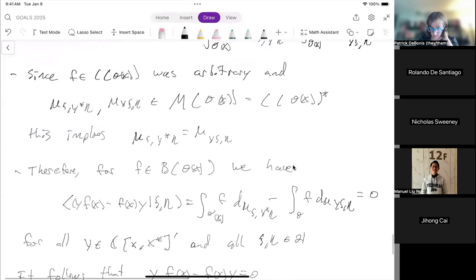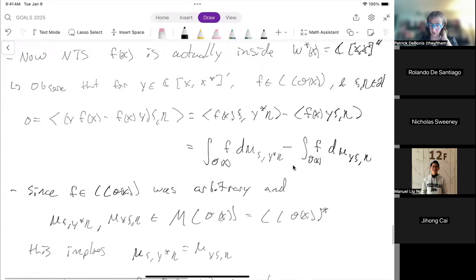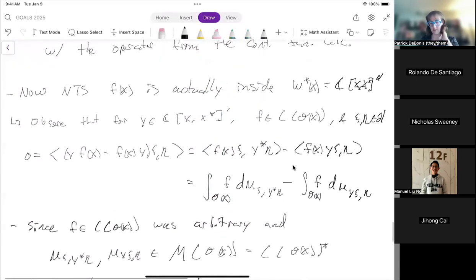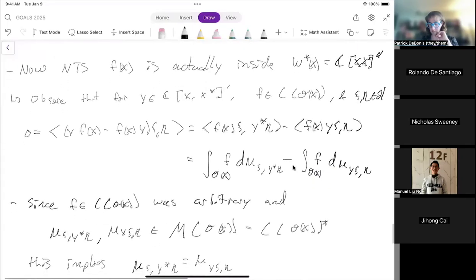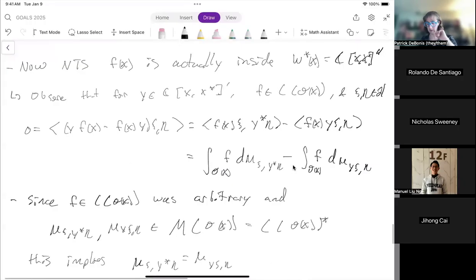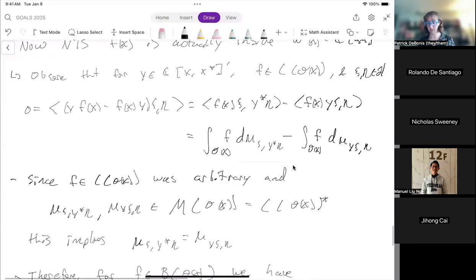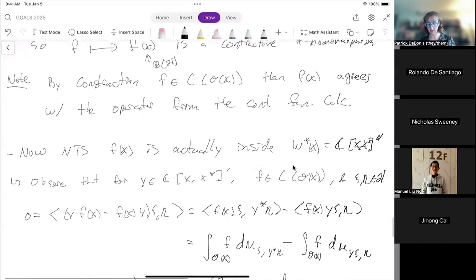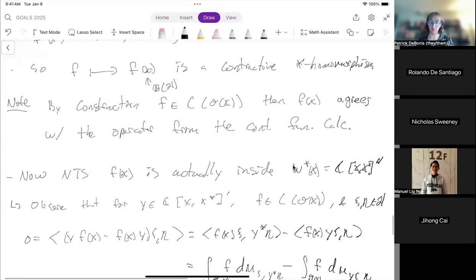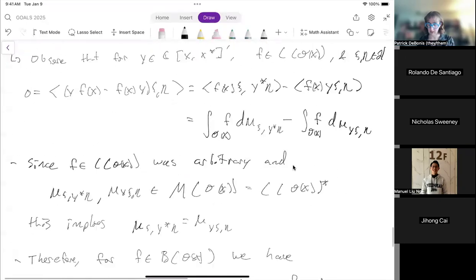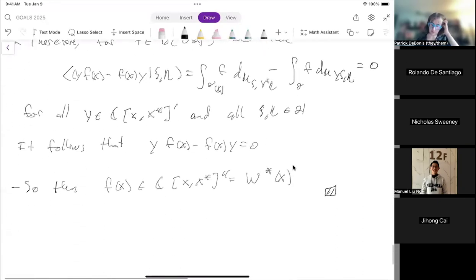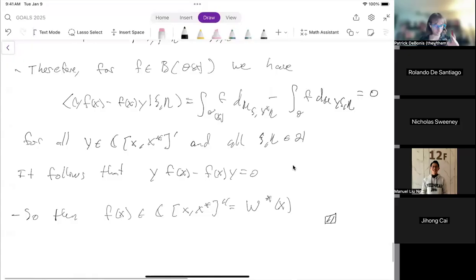And so really the whole idea of trying to show that this f of x is in the right place is that we basically had to prove that these two measures were equal to each other for continuous functions, and then use the contractive star homomorphism we defined above, to get that f of x is in the double commutant.